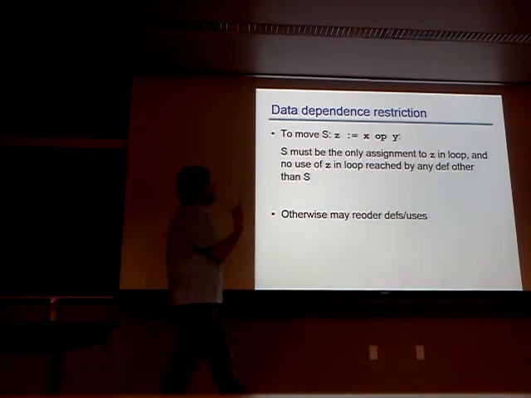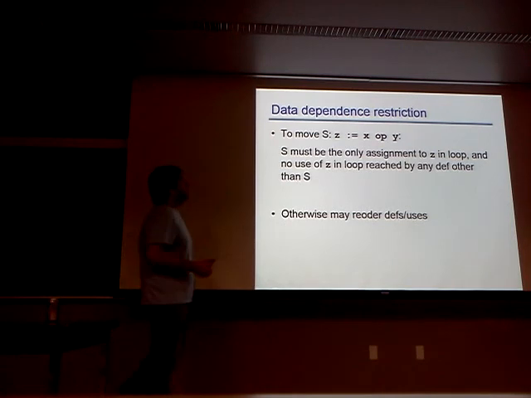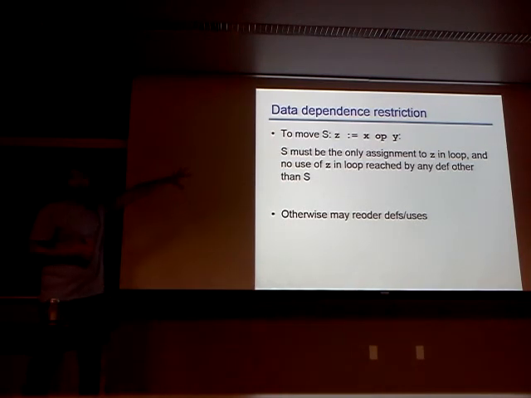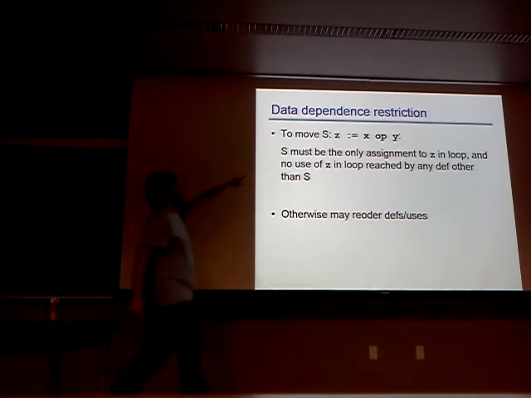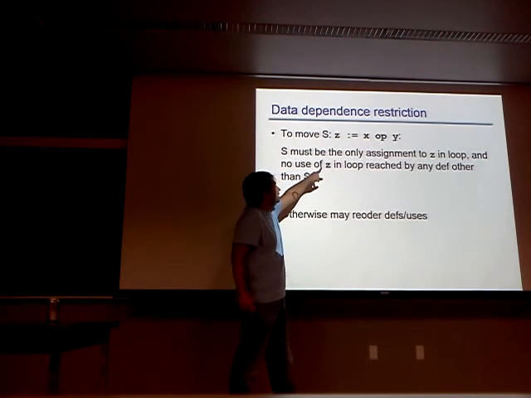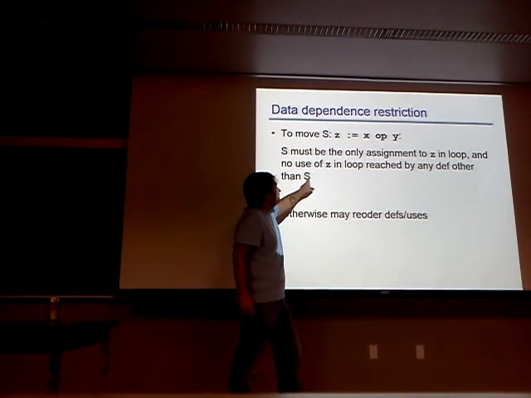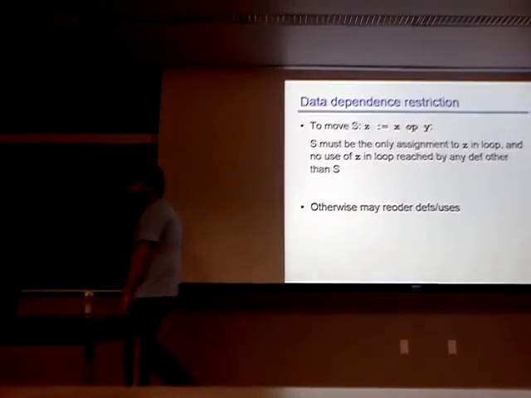So there's a data dependence restriction, where basically, if you want to move S out of the loop, you have to make sure it's the only assignment to the Z, and no use of Z in the loop is reached by any definition other than S.